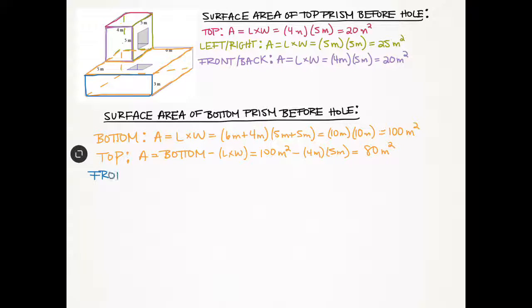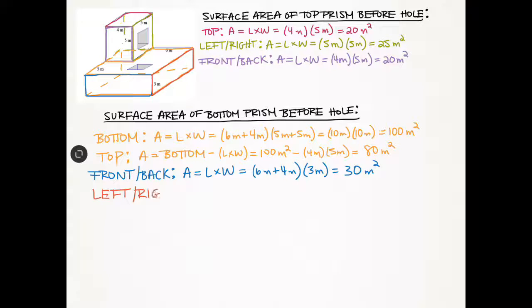We want to find the area of the front and back pieces of this bottom prism. So we're going to do length times width equals 6 meters plus 4 meters times 3 meters for the width, which is going to be 30 meters squared. And then the area of the left and right sides of this bottom prism are going to be length times width equals 5 meters plus 5 meters to get the length of these sides times 3 meters for the width, or 30 meters squared, which is the same as the front and the back.